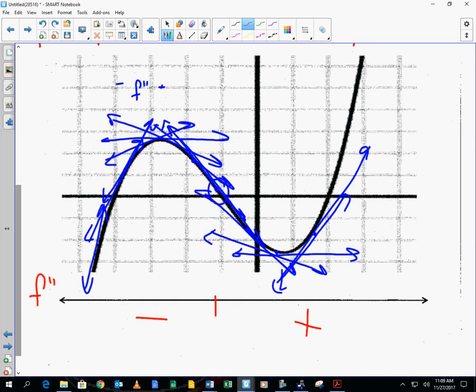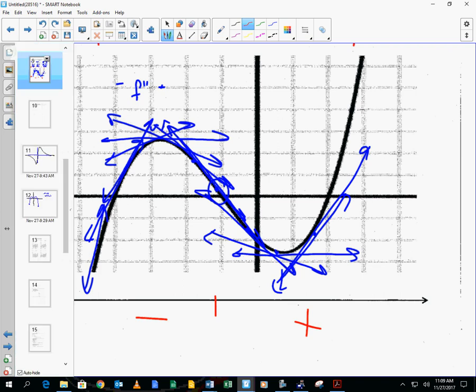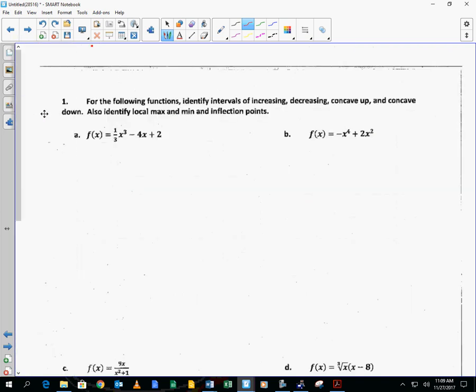Now we're going to take baby steps at first, but I'd say the first two problems we do should be very straightforward. You want to really be able to let those sink in and fully understand them, okay? We're going to get through A, B, and C today. So, directions, there's a lot to it. It says identify intervals of increasing, decreasing, concave up, concave down, also local max, local min, and inflection points. We have a lot of stuff to do.